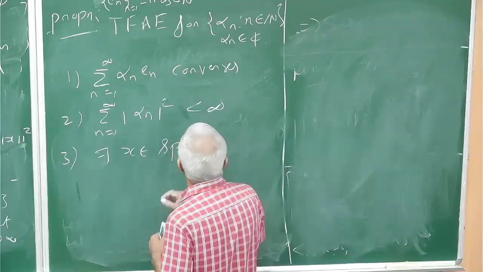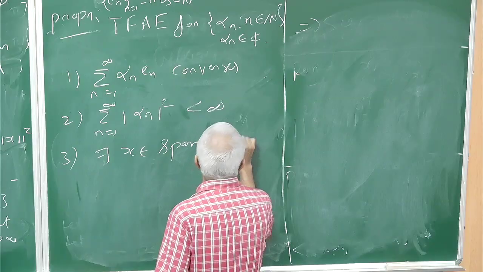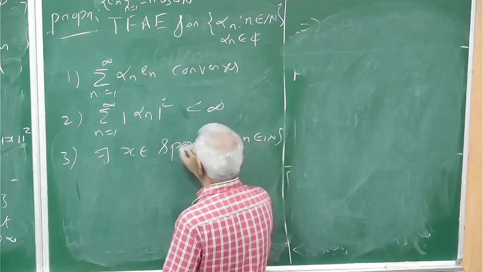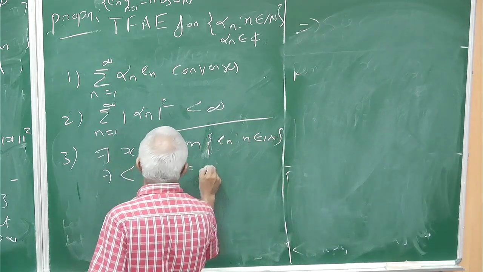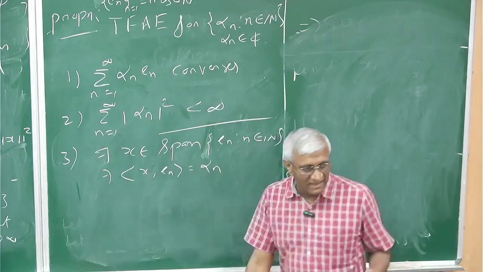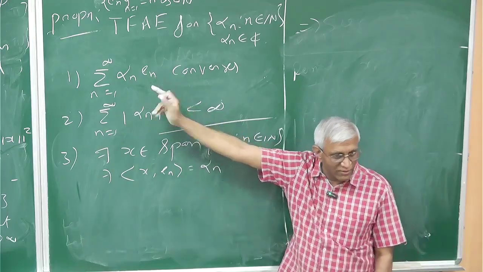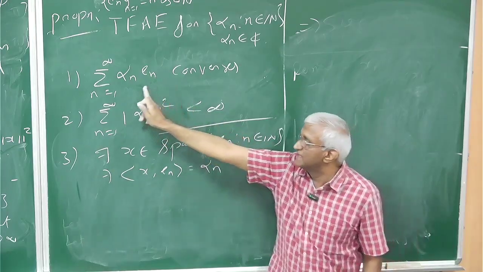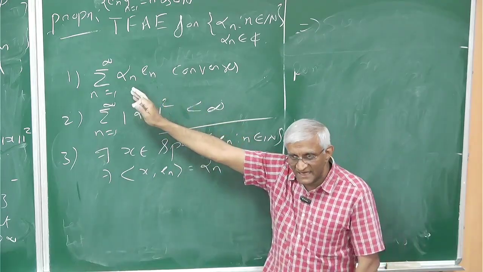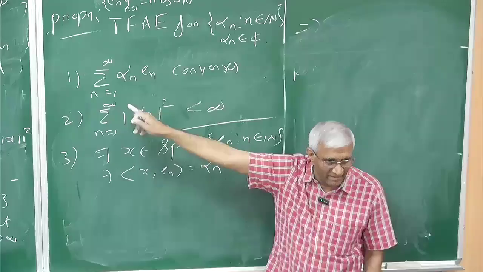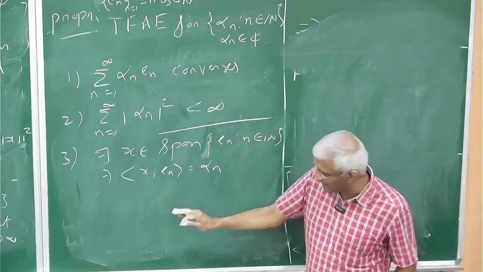I'm repeating. x in the closure of the span of e_n, n in N, such that <x, e_n> equals alpha_n. See, if you take this vector, this converges, so this is a vector in the Hilbert space. If you take the inner product with any e_m, you will get exactly alpha_m, and the inner product is continuous because of that. We'll come to that.